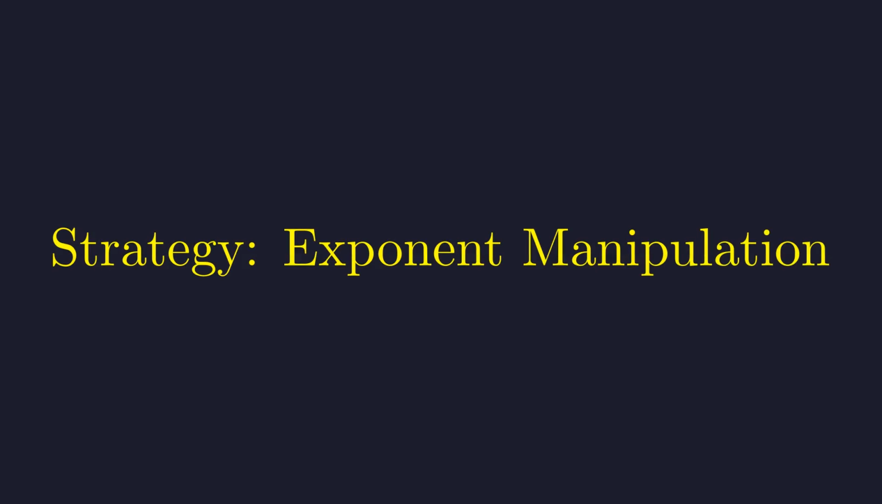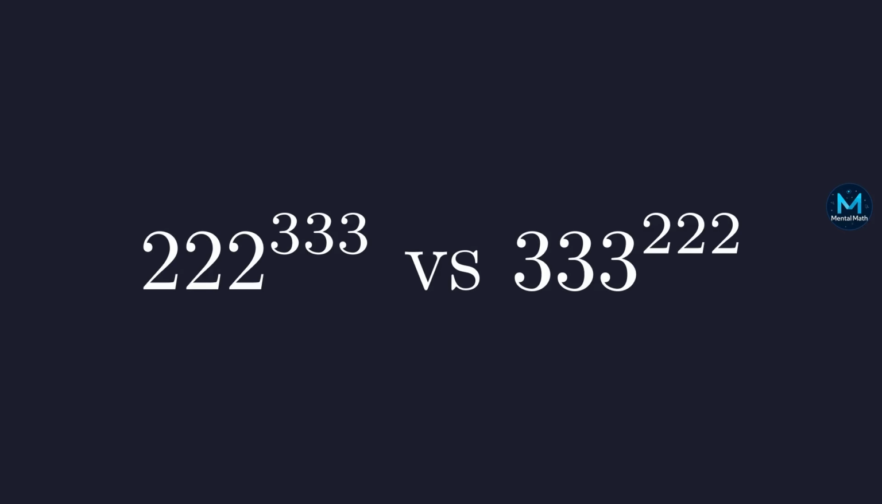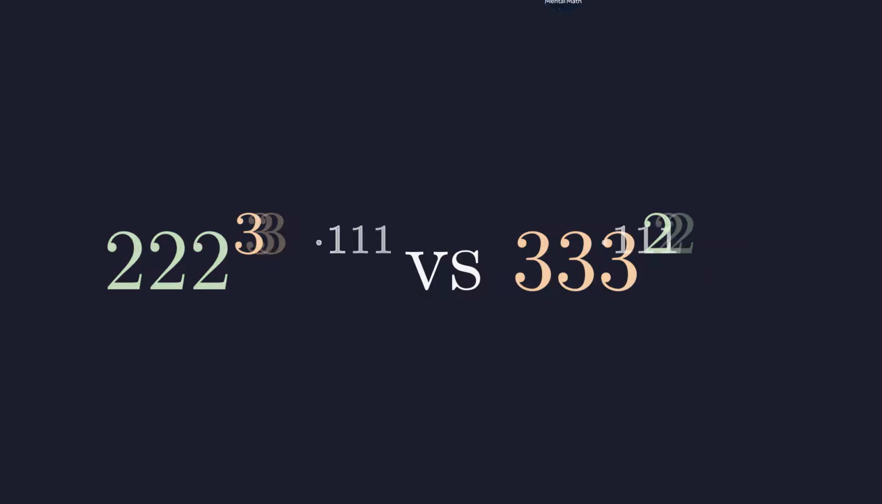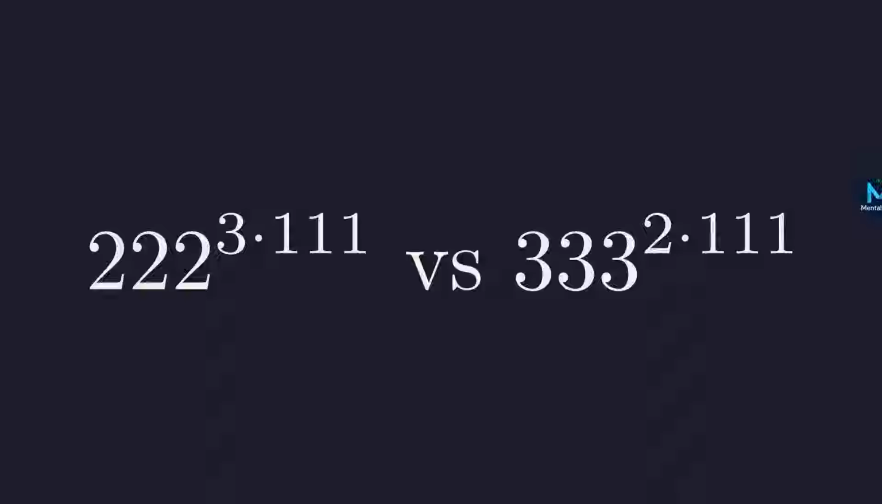The key strategy here is to manipulate the expressions until they share a common component we can compare. Let's start by looking at the exponents. Starting with our original problem, the goal is to make the exponents identical so we can compare them. Notice that both 333 and 222 are multiples of 111. This is the key structural insight we need. We can rewrite 333 as 3 times 111 and 222 as 2 times 111.